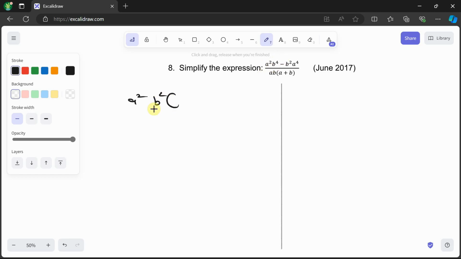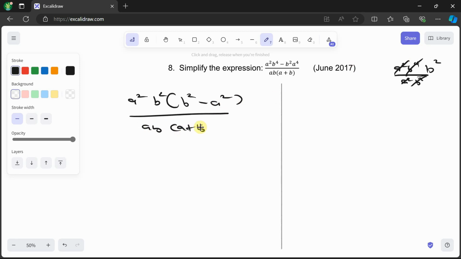So a squared b squared is the common factor, right? Let me just do so. a squared b to the power of 4 divided by a squared b squared. This will cancel this. 2 of this will be gone, so you'll be left with b squared, right? So b squared minus, b squared raised to the power of 4 divided by a squared b squared, that will give me a squared, just in the same manner, all over ab, a plus b. Before we continue, this is a squared b squared times in brackets b squared minus a squared, so this ab can cancel out one of them. We'll be left with ab open brackets b squared minus a squared all over a plus b.